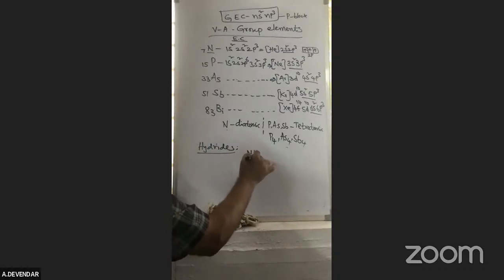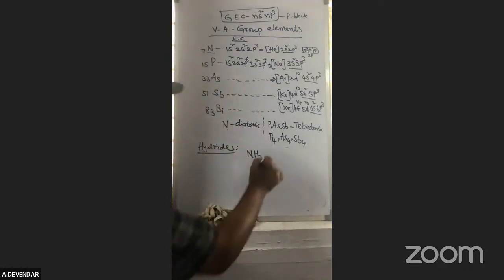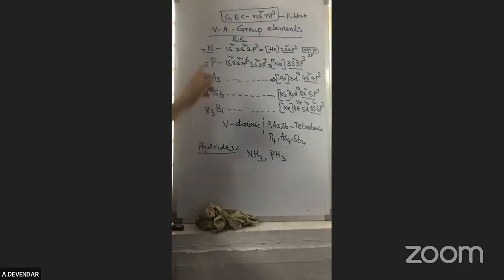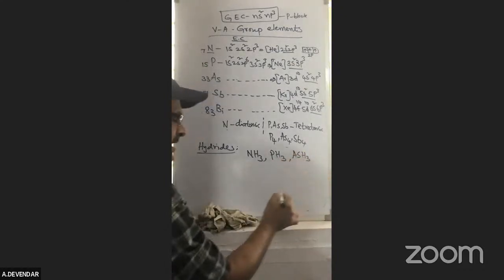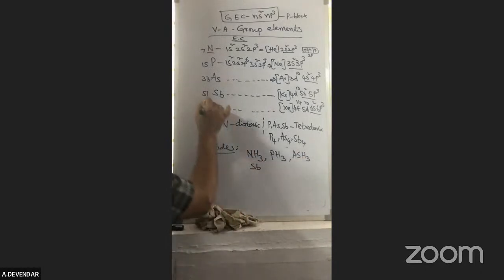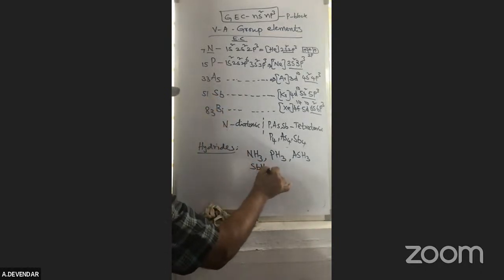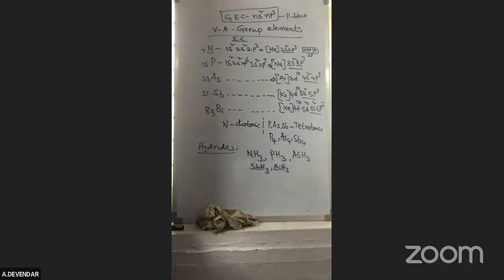similar in manner. Ammonia means nitrogen, whose valence is 3. That's why 3 hydrogens are attached to it. These are the hydrides: ammonia. Next is phosphine. Please remember, PH3 is called phosphine. AsH3 is called arsine. Stibine is the hydride of antimony. And also bismuthine.